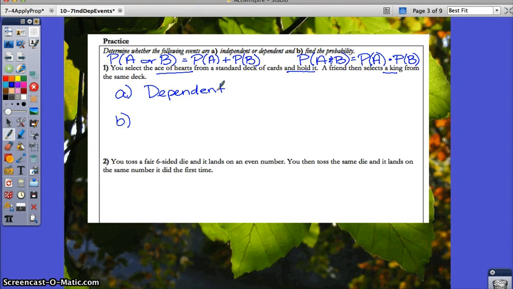Now let's find the probability. Set up your probability notation first. What is the probability of getting an ace of hearts and then your friend getting a king from the same deck? So I'm going to say the king after, because that's going to kind of signify that we are not replacing it. We are holding on to that first card. So how many ways can you get an ace of hearts? Well, there's only one ace of hearts in a deck, and there's 52 cards. And means to multiply. And how many ways can you get a king after? Well, there are 4 kings in a deck, but now there's only 51 cards because I held the first one.